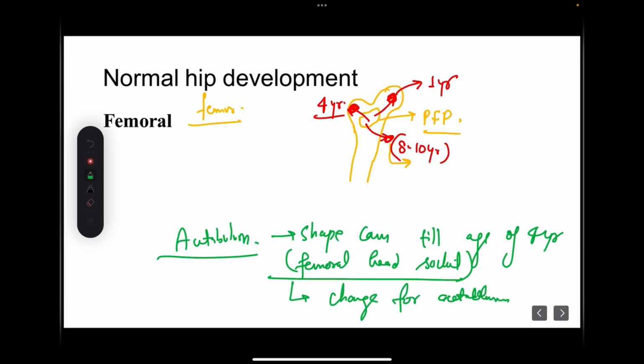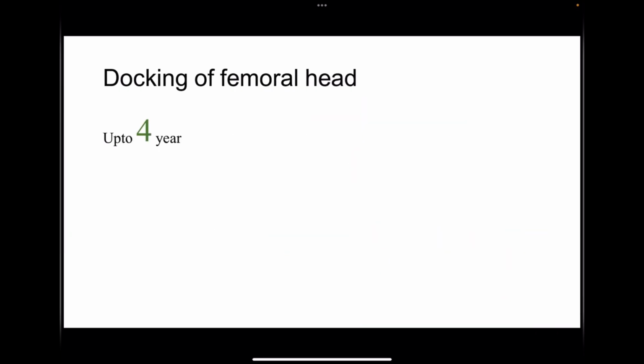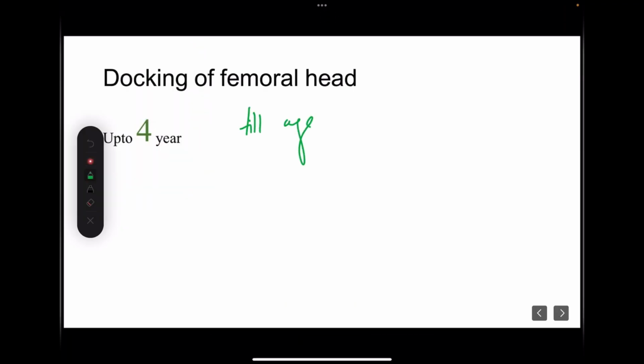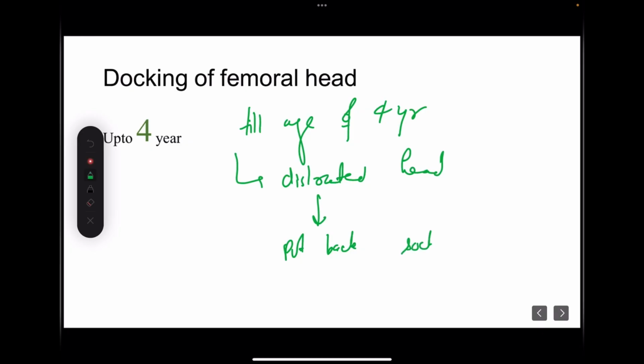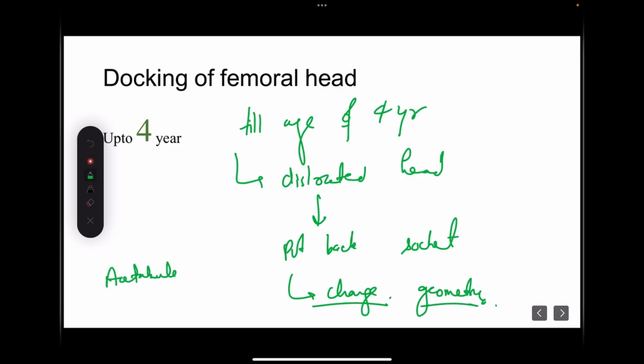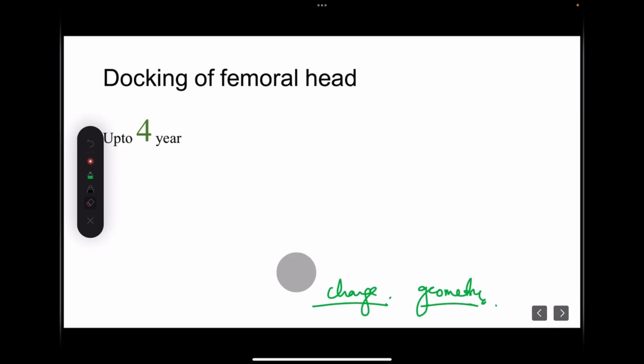So from this concept comes the fact of docking of the femoral head. Till the age of 4, if a dislocated head is put back into the socket, it will change the geometry of the acetabulum. And most of the time, any acetabular surgery, that is osteotomy of the acetabulum, will not be required if you have done your job before the age of 4 years. If you are doing the surgery after 4 years of age, most of the times some osteotomy will need to be done for the acetabulum.